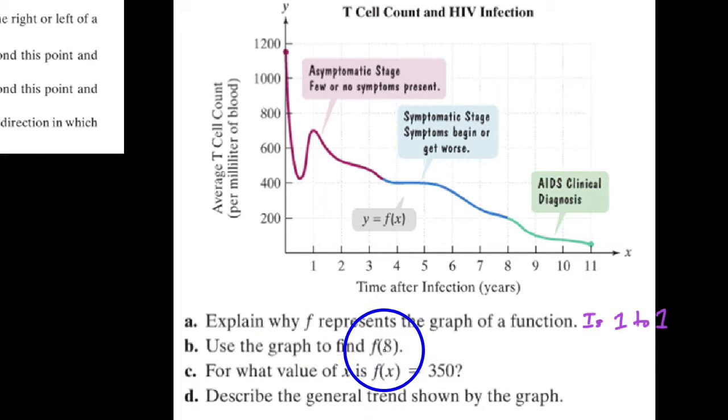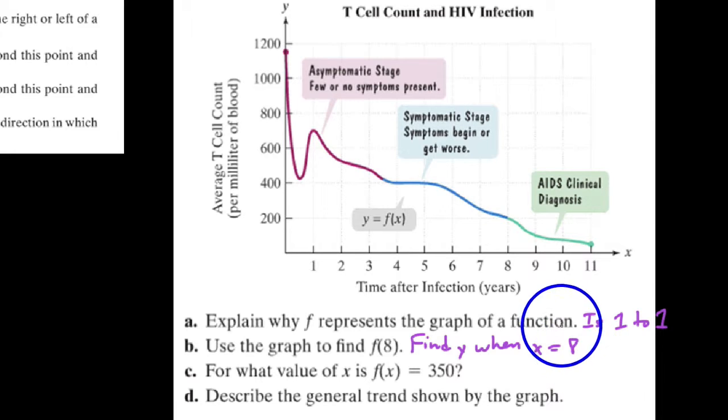Also, let's use the graph to find f of 8. Now, what I know is f of 8 basically means find y, or the function value, when x equals 8, or in this case we could say time equals 8, t equals 8. But basically we're saying find the output at this given input.